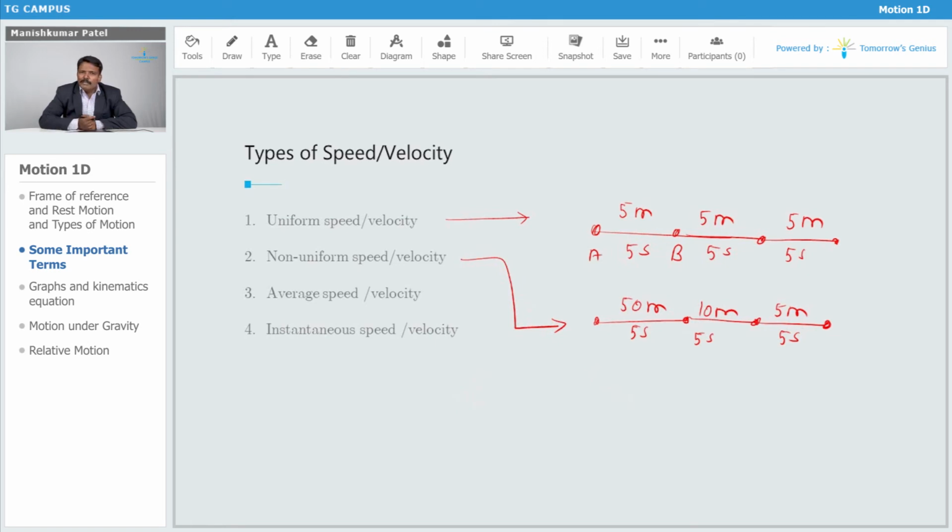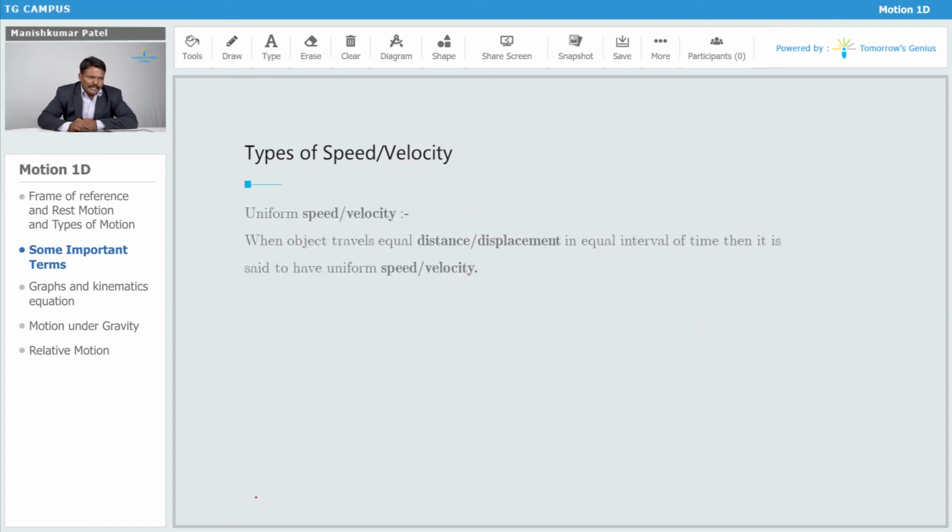Again, what do you mean by average speed or average velocity? The same, almost. Average means we have to see the total displacement. This is what we can say is uniform speed, where the object travels equal distance in equal intervals of time. That is nothing but your uniform speed or velocity.